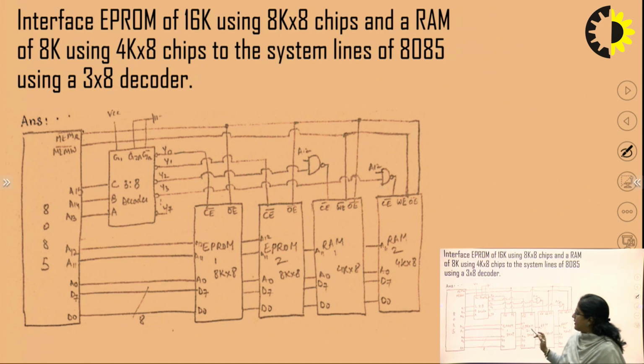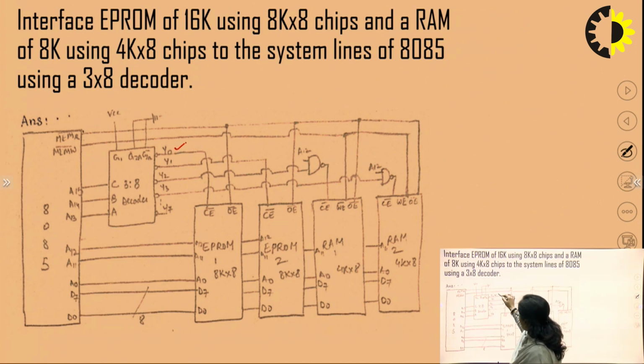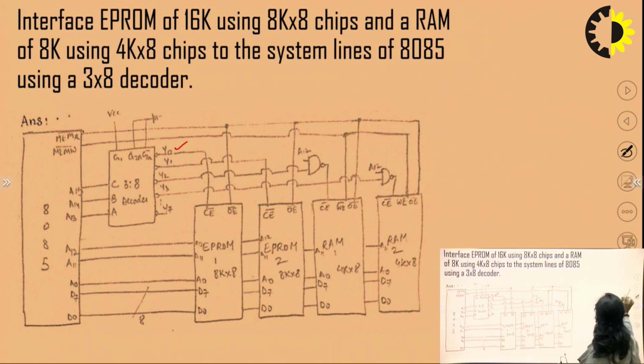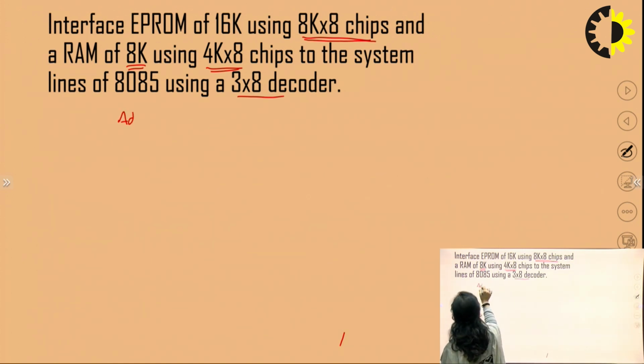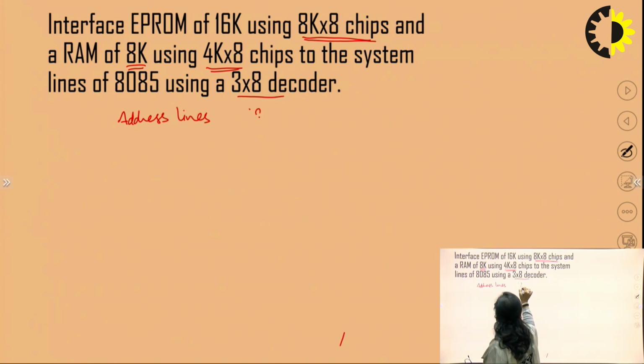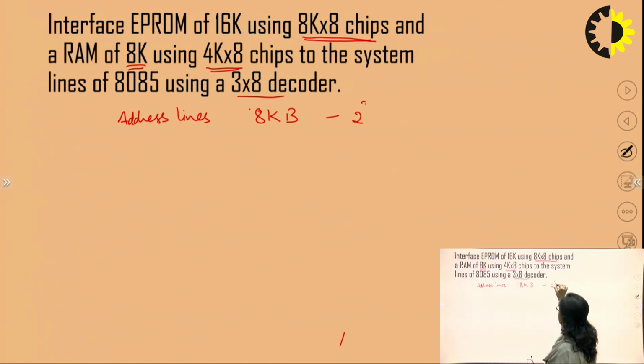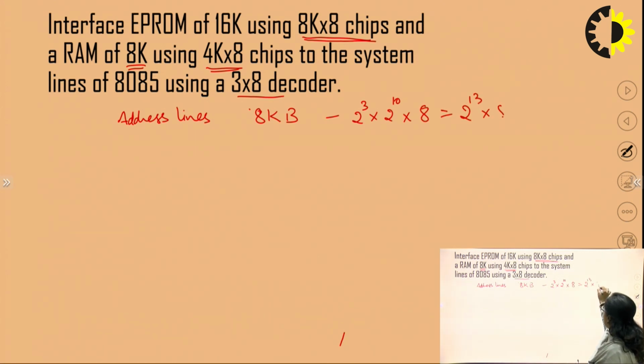So in this case, we have defined a unique selection. So why not? That is A13, A14 and A15. Now for this, we will first define the required address lines to access. To access 8 kilobyte, we need 2 raised to power 10 into 8, so total 2 raised to power 13, that is 13 address lines.